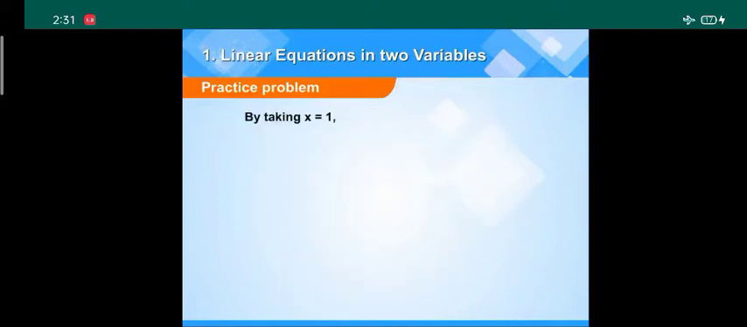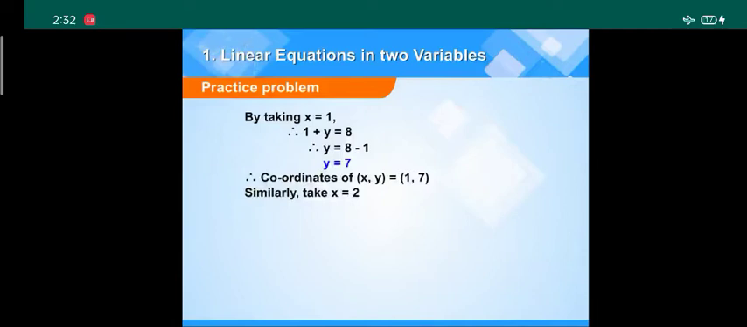Now, by taking x is equal to 1, we get 1 plus y is equal to 8. Therefore, y is equal to 8 minus 1, which gives y is equal to 7. Therefore, coordinates of xy are 1 and 7.